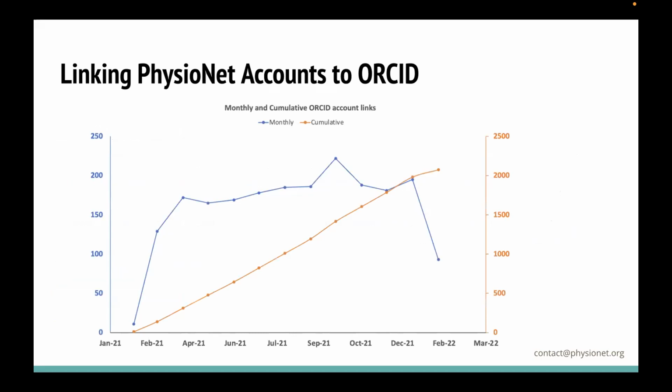And this took off right away. The blue line shows the monthly links that we're getting, and the orange, the cumulative. The first and last dot on the blue line are incomplete months. So you can see that in general, we're getting around 150 users per month linking their PhysioNet account to their ORCID account. And in total, across the year that we've had this out, there's been over 2,000 people who have linked. So people are definitely using it.